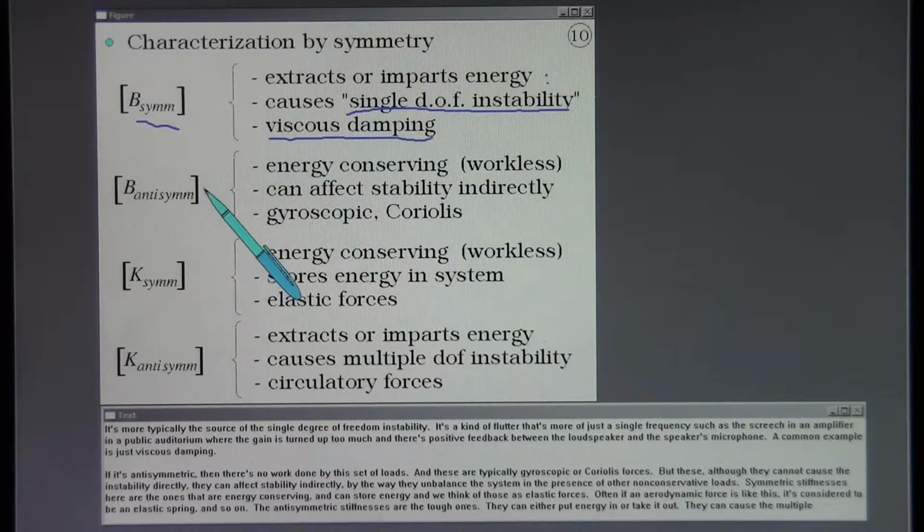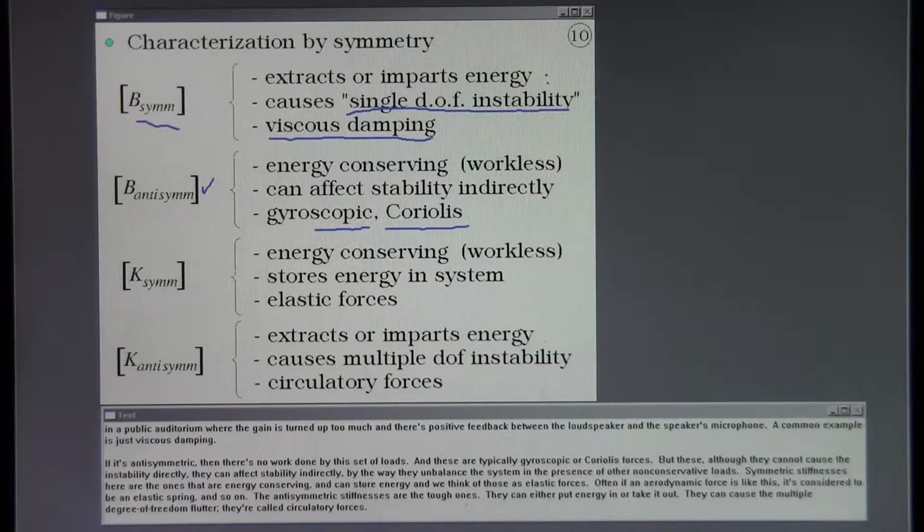If it's anti-symmetric, then there's no work done by this set of loads, and these are typically gyroscopic or Coriolis forces. But these, although they cannot cause the instability directly, they can affect stability indirectly by the way they unbalance the system in the presence of other non-conservative loads.